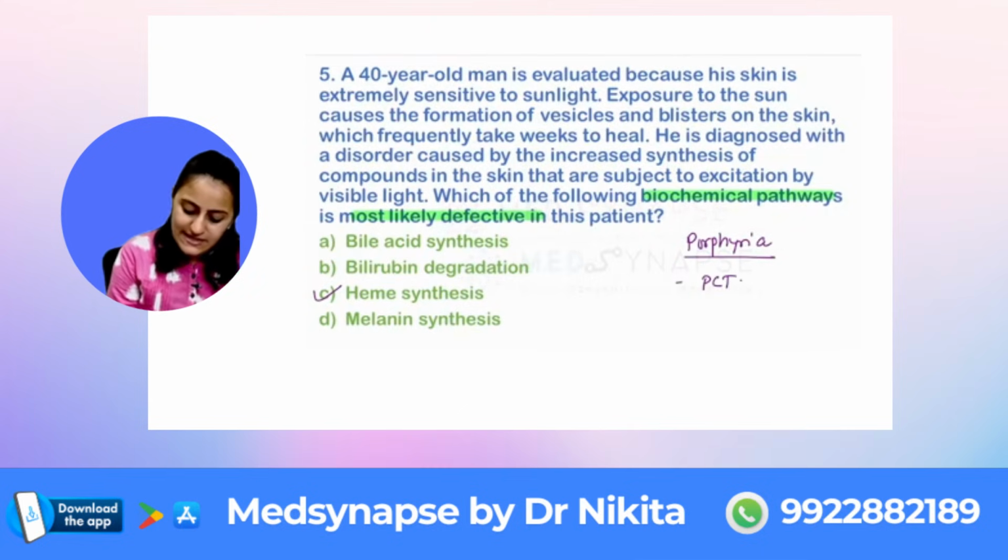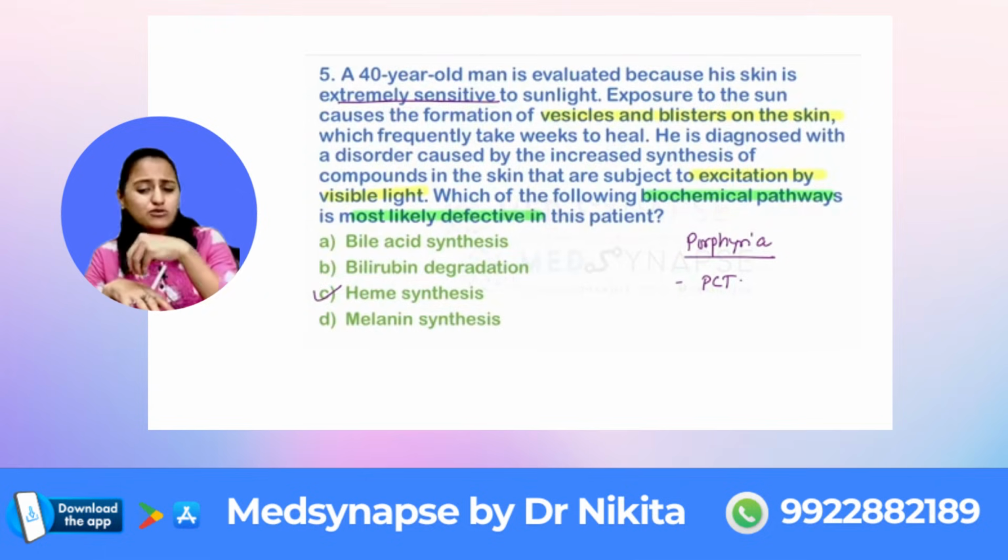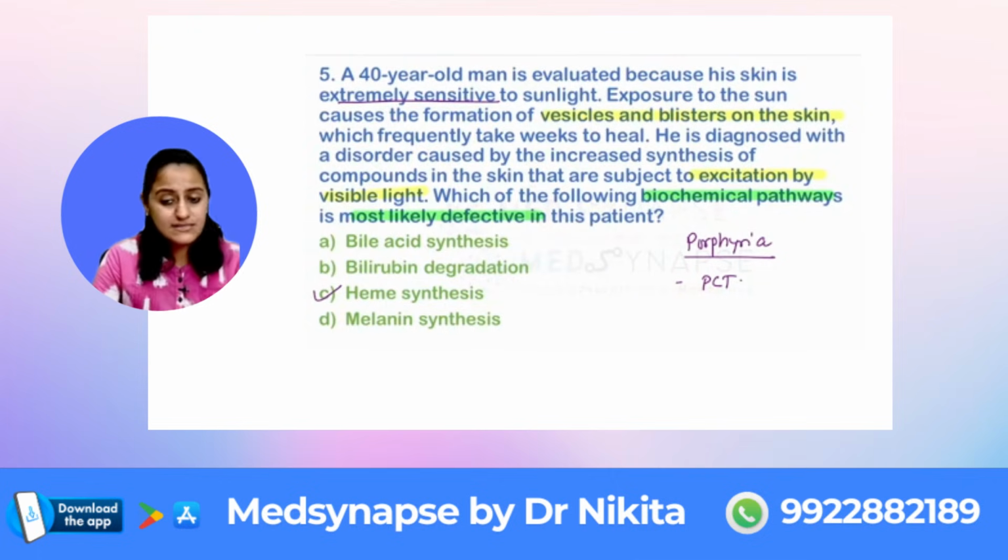So the skin is sensitive to sunlight. Exposure to sunlight gives vesicles and blisters on the skin. These are compounds that are subject to excitation by visible light. Okay, so this is porphyria cutanea tarda, the classical image of those blisters and vesicles on the dorsum of the hand, right? So this is heme synthesis. Okay, this is heme synthesis, porphyria.